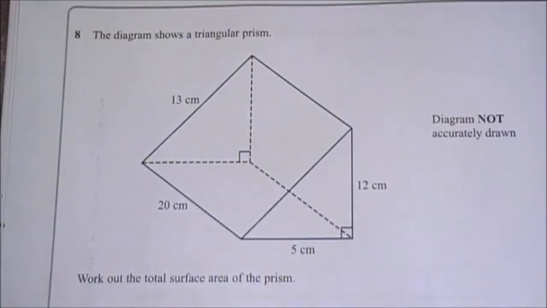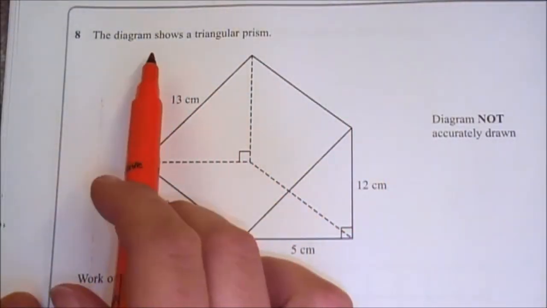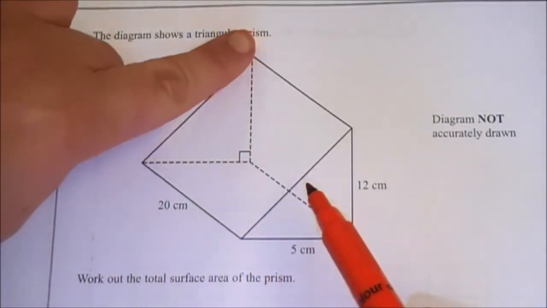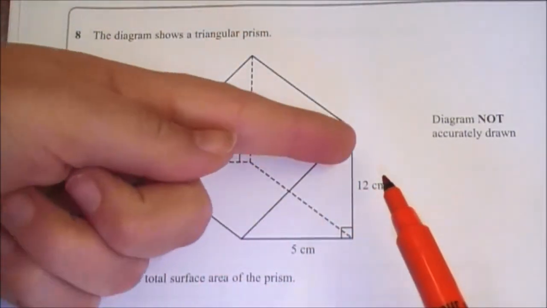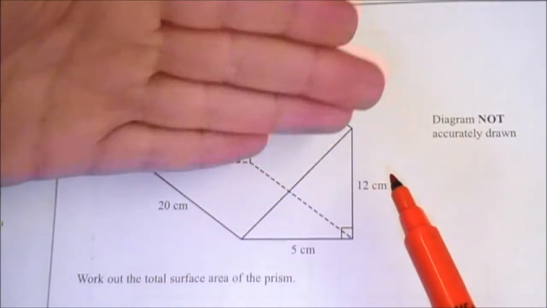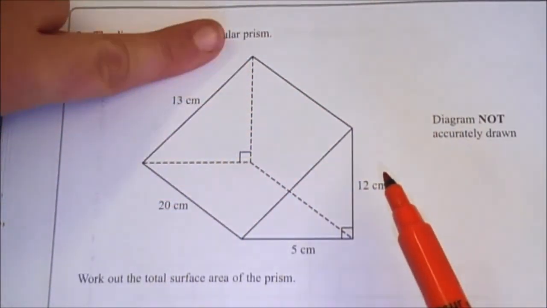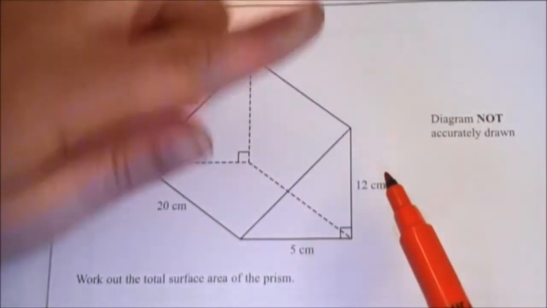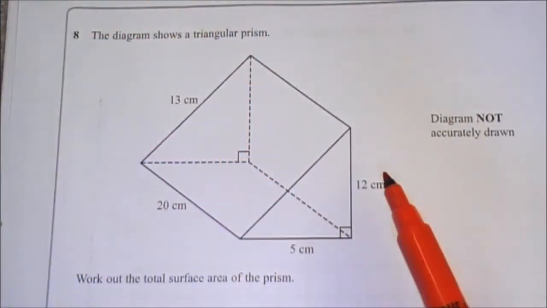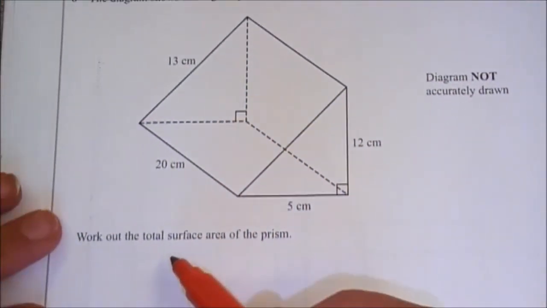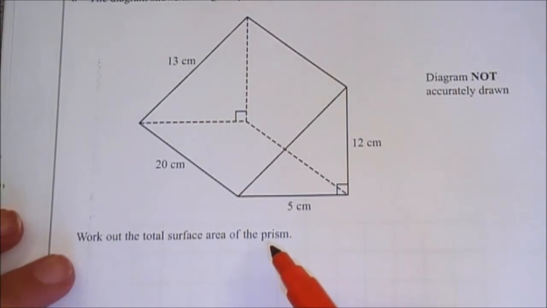Question 8 is a total surface area question. So the diagram shows a triangular prism. It's a prism because it's a 3D shape with a uniform cross section. That means that triangle is running all the way through it. If you were to slice it like a loaf of bread, you'd get that same triangle at every point. They want us to work out the total surface area of this prism.